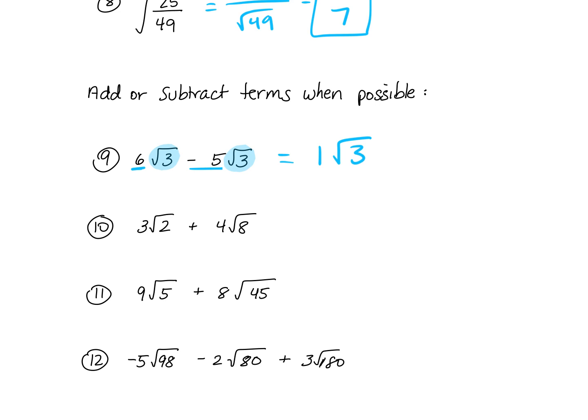Do I need the 1 in front of the square root 3? No. It's like saying 1x, and we don't need a 1x. If we had 1x, we don't write the 1 in front of the x because that's the same thing as just saying x, because it's implied that there's a 1 there. So you just don't write it because it's like 1 times square root 3, which is just square root 3.